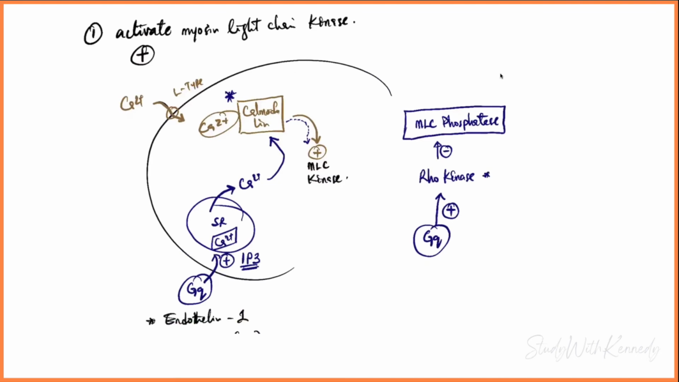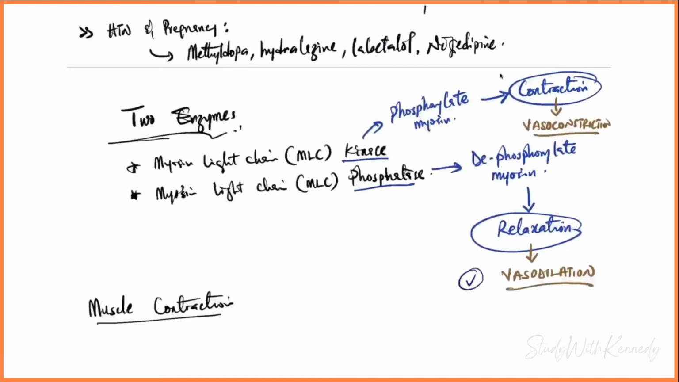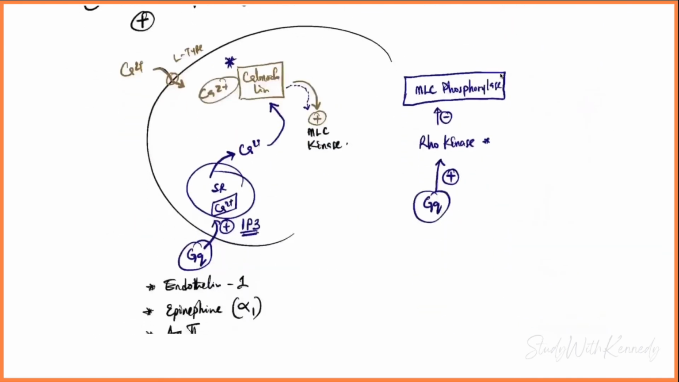I call it phosphatase, phosphorylase. Okay, myosin light chain phosphorylase, not phosphatase. I hope I haven't been saying phosphatase all along. Oh, shame, I've been saying phosphatase. Okay, so it's myosin light chain phosphorylase, not phosphatase. Myosin light chain phosphorylase.